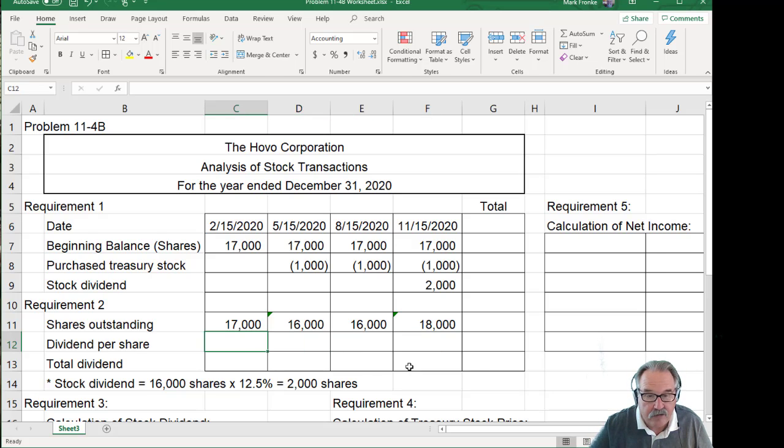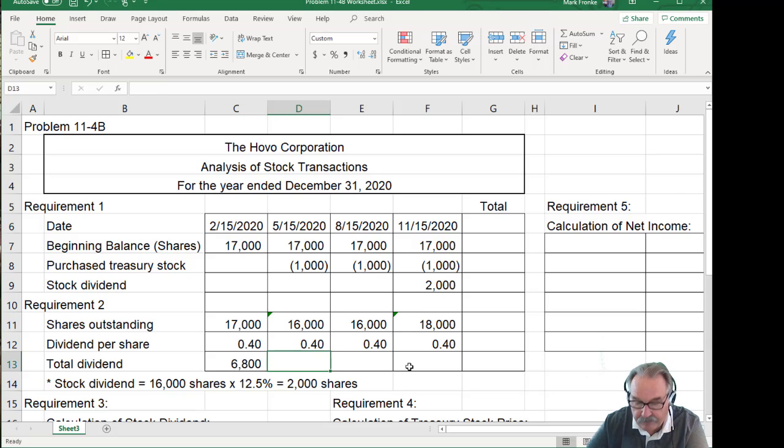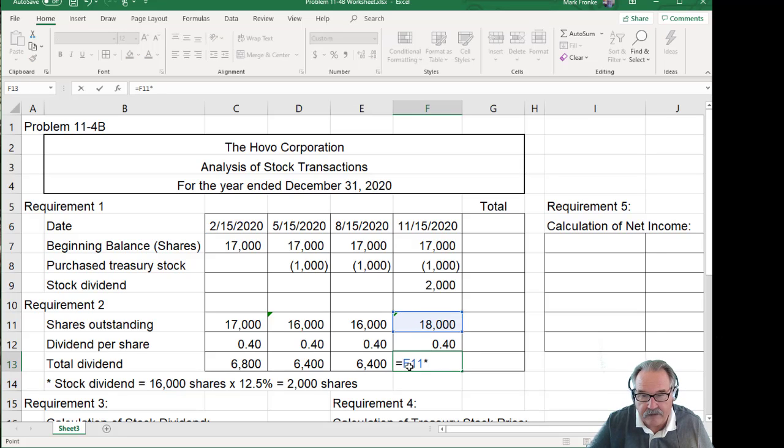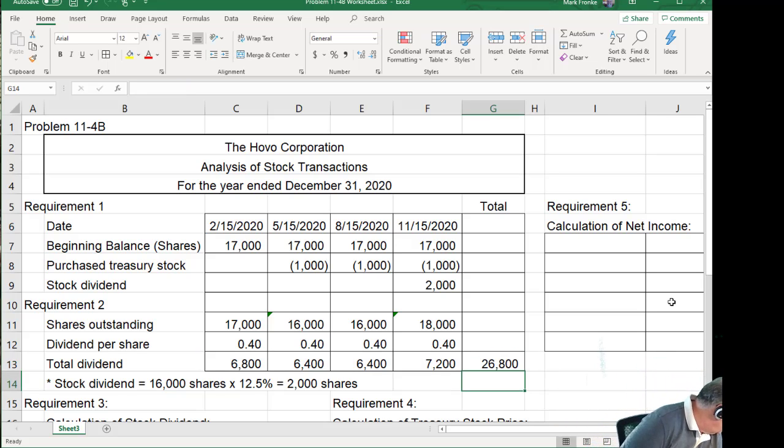In each one of these situations, we're paying 40 cents a share, which means 6,800 for the first dividend, 6,400 for the second dividend, 6,400 for the third dividend, and the last dividend was 7,200. So if we total these up, total dividends for the year, 26,800. That's our number.